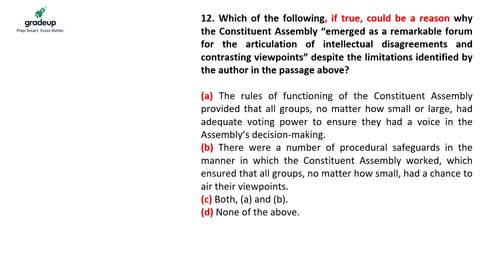Now, which of the following, if true, could be a reason why the Constituent Assembly emerged as a remarkable forum for the articulation of intellectual disagreements and contrasting viewpoints, despite the limitations identified by the author in the passage above? Could be a reason. So the rules of functioning of the Constituent Assembly provided that all groups, no matter how small or large, had adequate voting power to ensure they had a voice in the Assembly's decision making. Now, this must be true for the result to come out that way. That is, emerged as a remarkable forum for the articulation of intellectual disagreements and contrasting viewpoints.